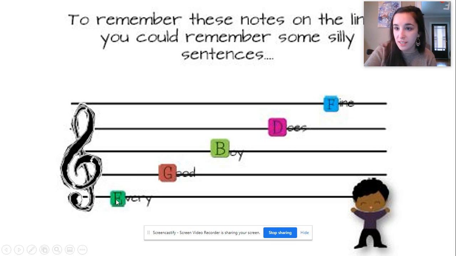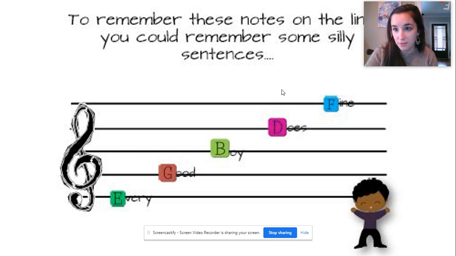Every, that word starts with an E. So the bottom line, it's note E. And then you can just go right on up. Good starts with G. So the second line is going to be a G, and so on and so forth.